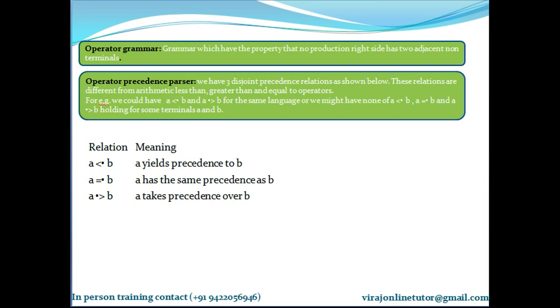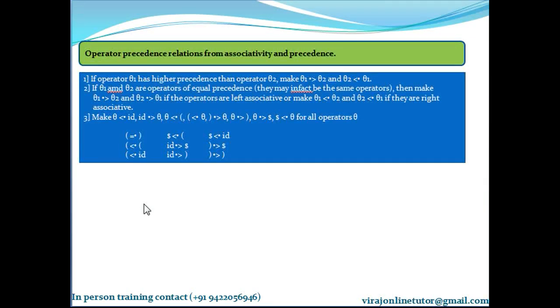So when I have equal to, it means A has the same precedence as B. Less than means A yields precedence to B. Greater than means A takes precedence over B. So it is just marking the precedence relations. These precedence relations are formed from associativity and precedence.